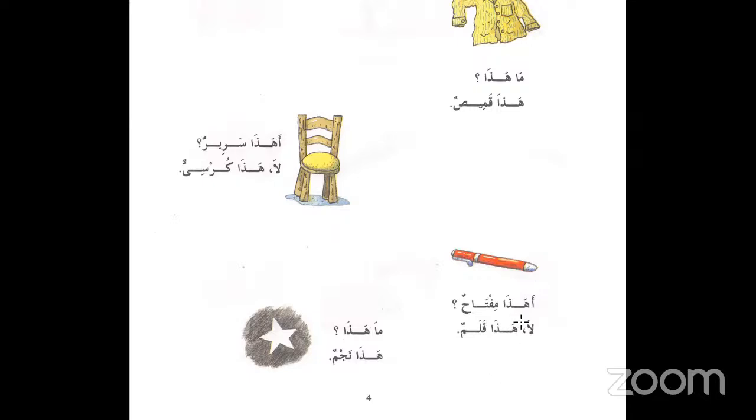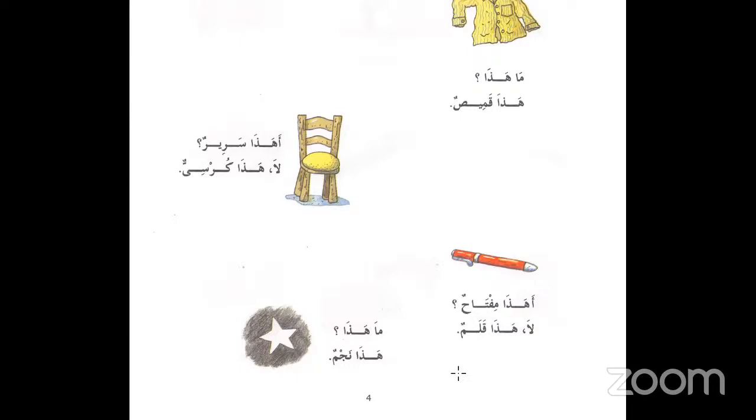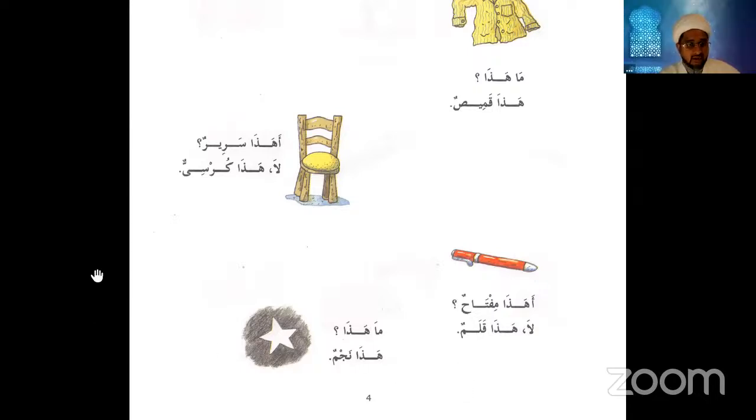Haza miftahun. Is this what do we say? What is Key. Miftahun? Miftahun is key. Yeah, okay. Is this a key? La haza kalaman. No, it is a pen. Ma haza, what is this? Haza najamun. This is a star. Excellent. Jazakallah. Thank you for that.